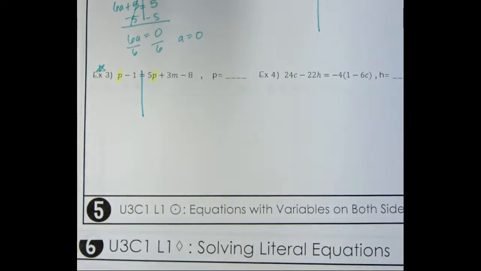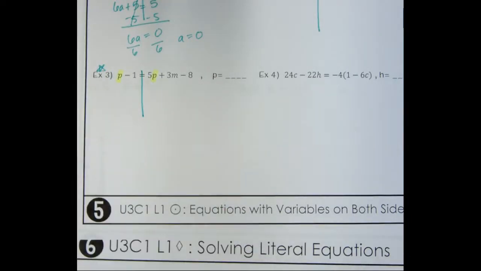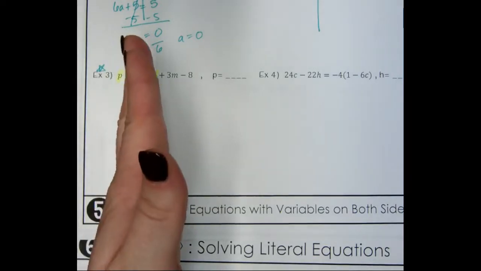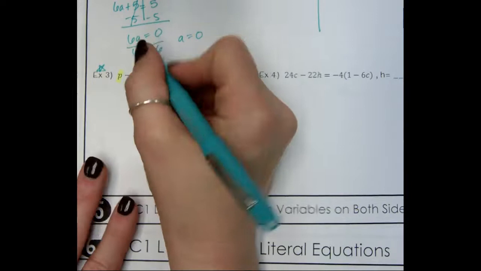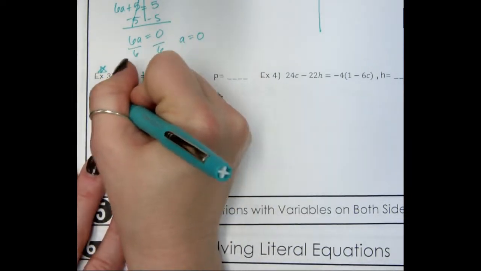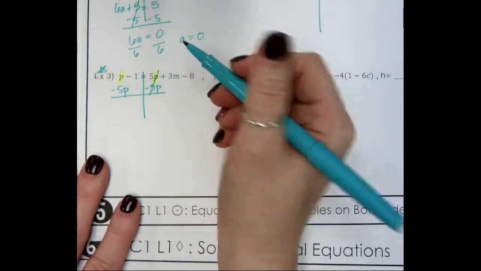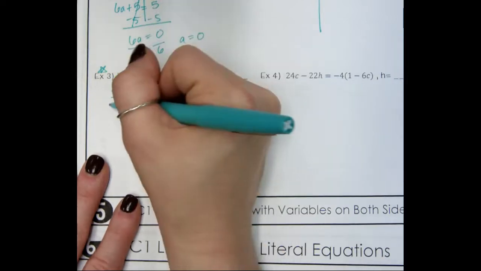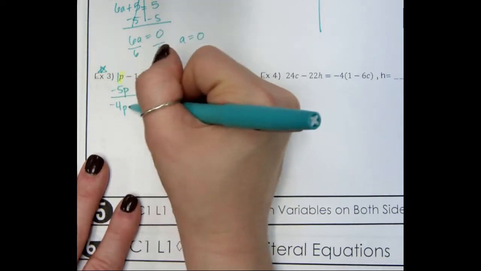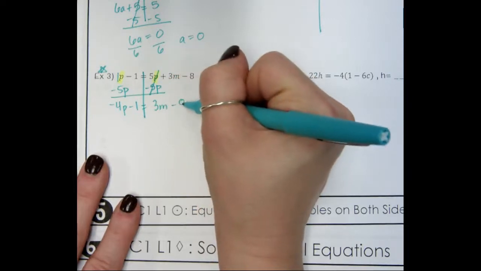Okay, so in this case, I am going to, again, move my letters this way. That way I have less things that I have to move around because I can leave all the other stuff over here. So I'm going to subtract 5P. Now, yes, this is going to give me a negative, which I didn't want before, but like I said, sometimes it works well and sometimes it doesn't. So 1 minus 5 is negative 4P minus 1 equals 3M minus 8.